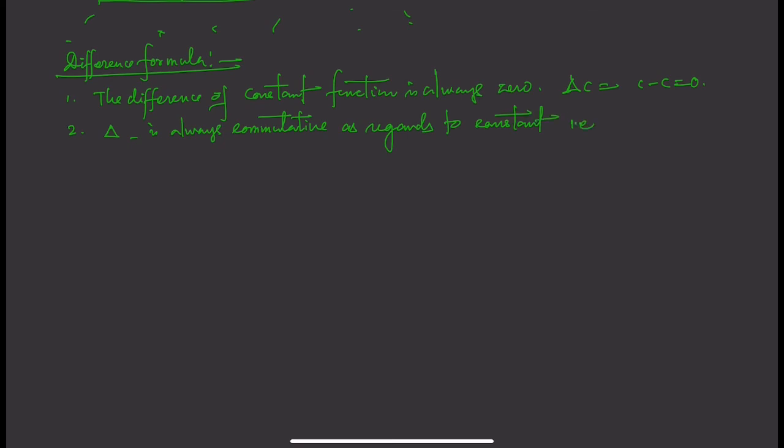That is Δc, Δa. We have, suppose, Δ of c into f of x. We can write Δ of c f of x as c into f of x plus h minus f of x. So this is nothing but c into Δ of f of x. That's why this is going to be like this.